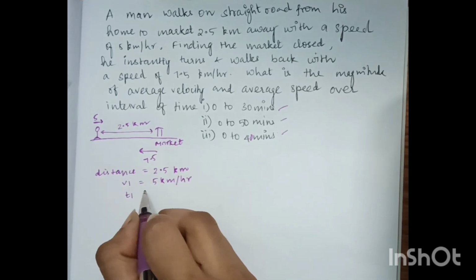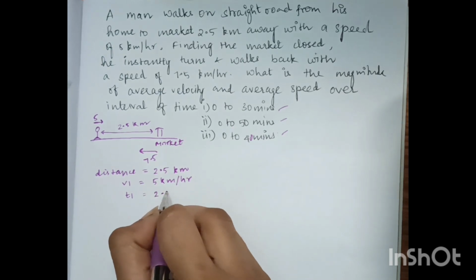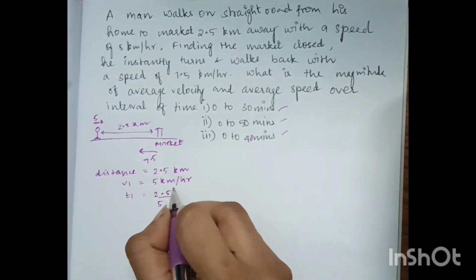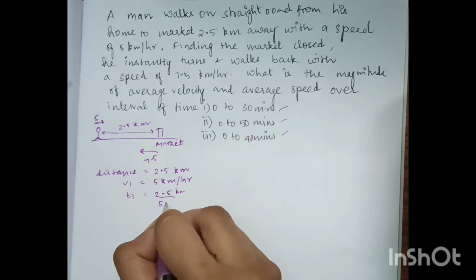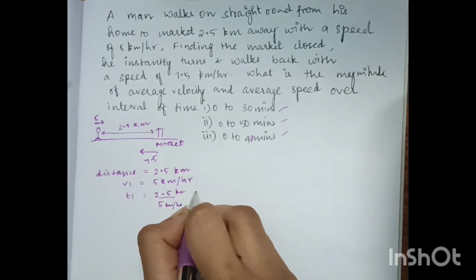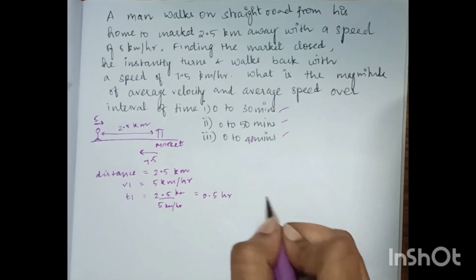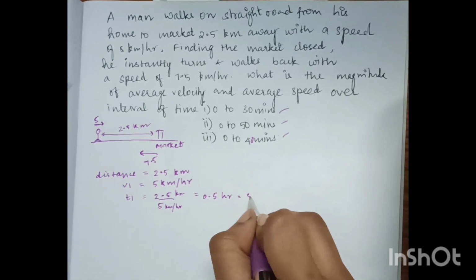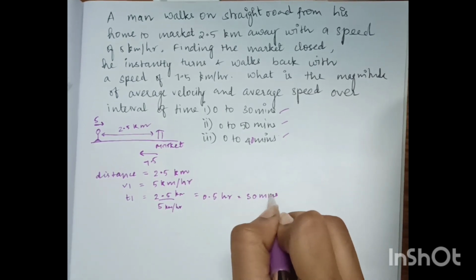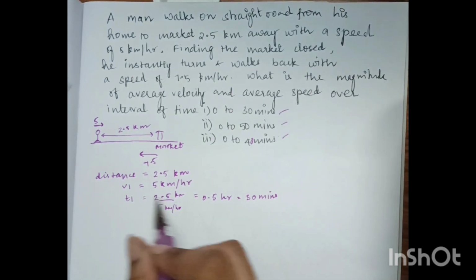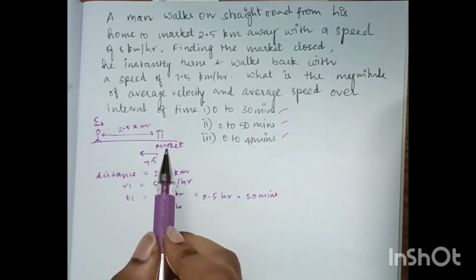That is equals to distance by velocity, 2.5 km by 5 km per hour. That is equals to 0.5 hour. 0.5 hour is 30 minutes. So we take 30 minutes to go from the home to the market.